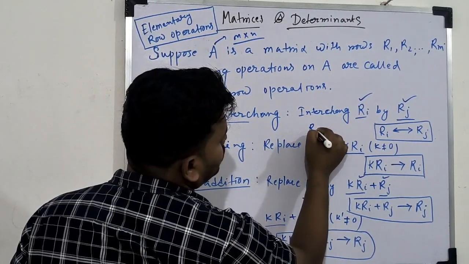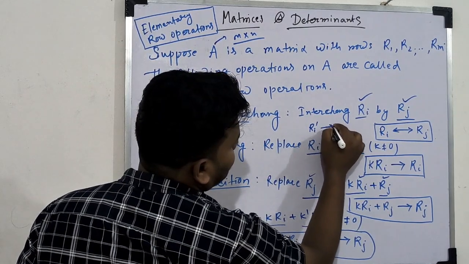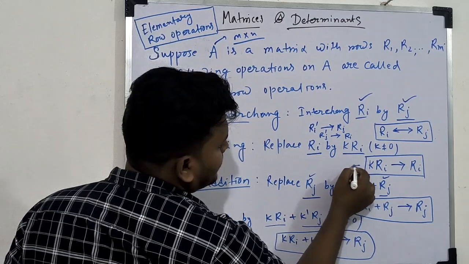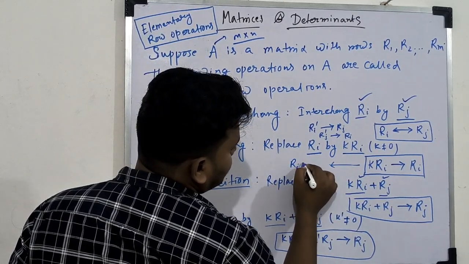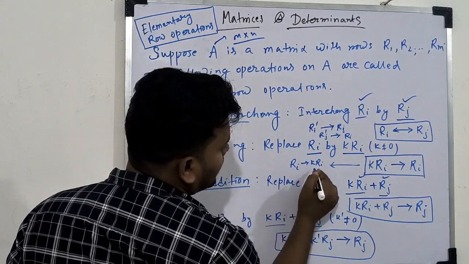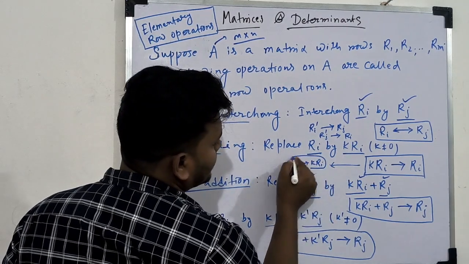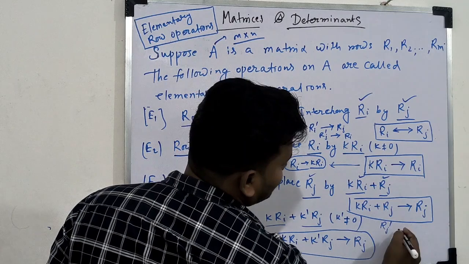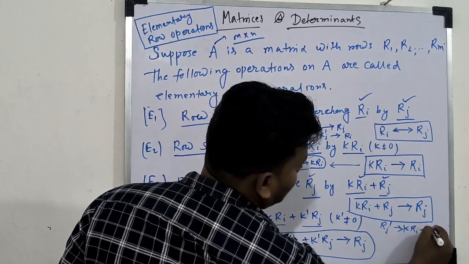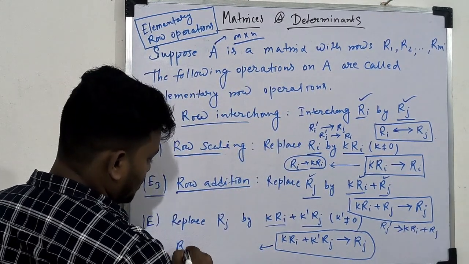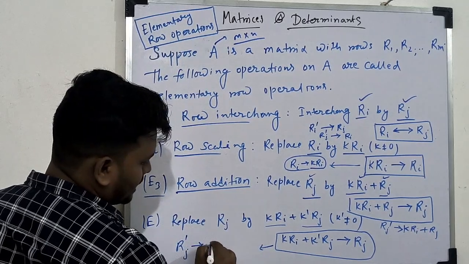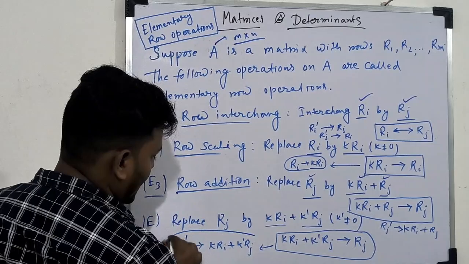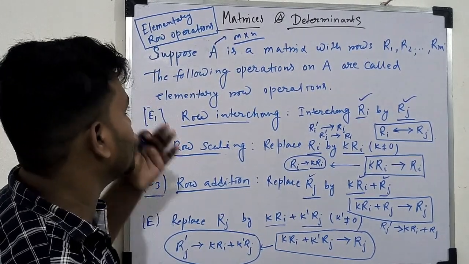It can also be written as Ri dash becomes Rj, or Rj dash becomes Ri. So new Ri is k Ri, and we can also write it in this manner. New Rj becomes k Ri plus Rj, and in this case new Rj, that is Rj dash, becomes k Ri plus k dash Rj. So we can write it in this manner also. These are the row operations.